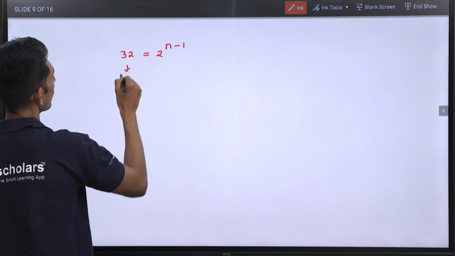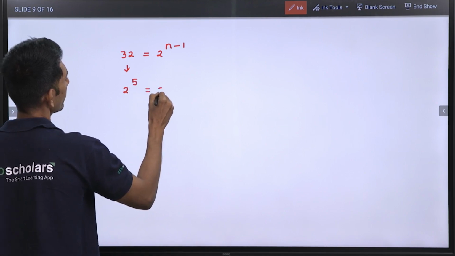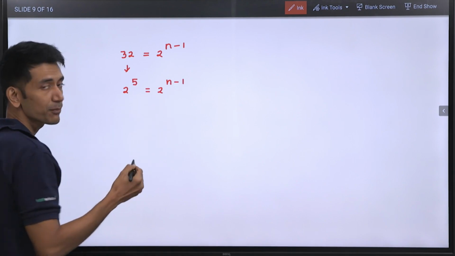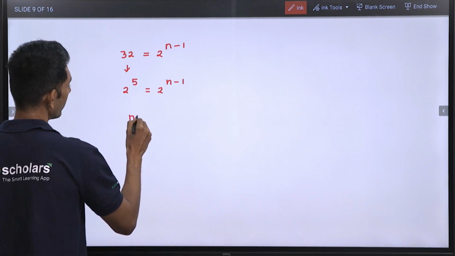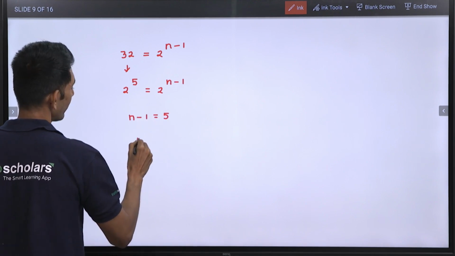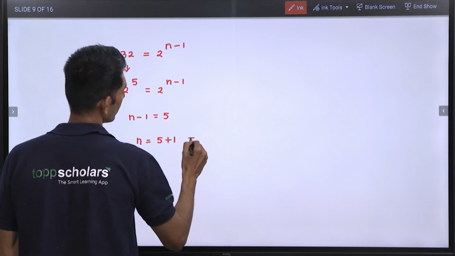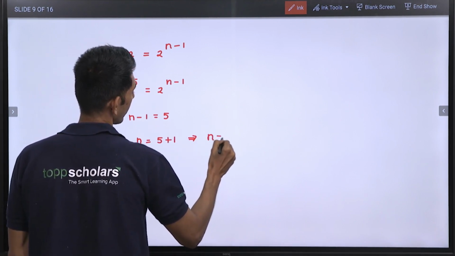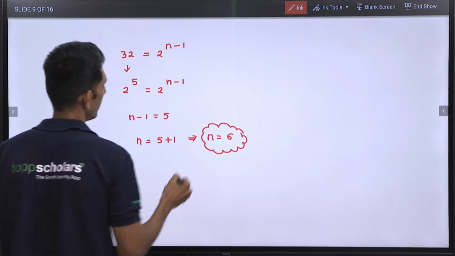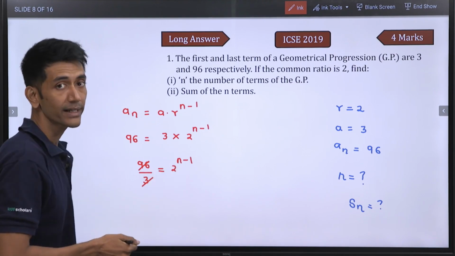Now 32 is what? 2 raised to 5, right? So 2 raised to 5 is 2 raised to n minus 1. So if I equate the exponents, I get n minus 1 is equal to 5. So can I say n will be equal to 5 plus 1? So in this case, n will be equal to 6. Now once I get the value of n, my first part is done. I'm supposed to find out Sn.